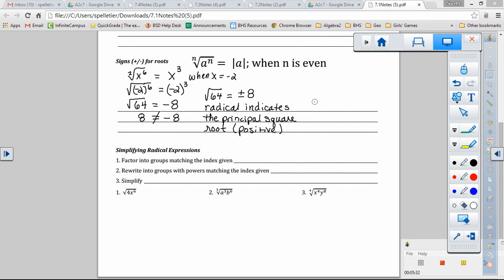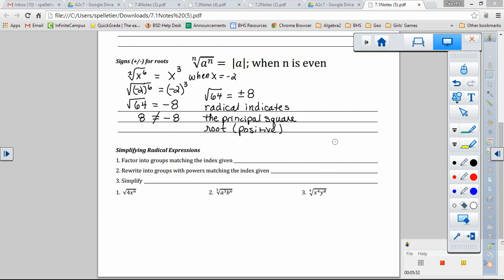So we're going to have to take the absolute value of our answers to ensure that this happens. So this situation happens when our roots are even. Okay, so when we have even roots, sometimes we get odd answers out.